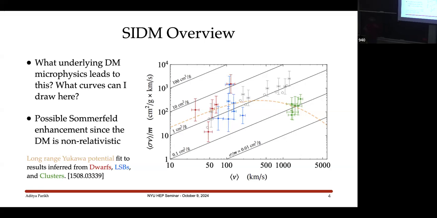So just as a more abstract approach to this problem, it's very reasonable to expect there to be interactions in the dark sector. And so then the question is, how would this manifest, right?